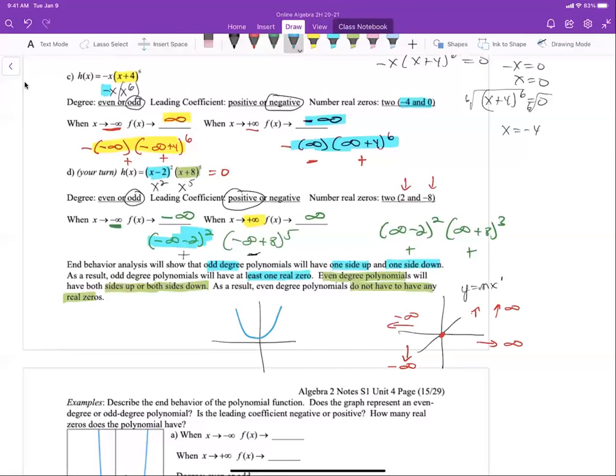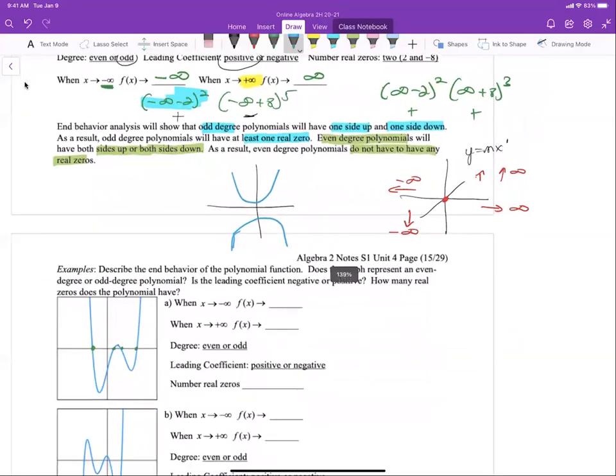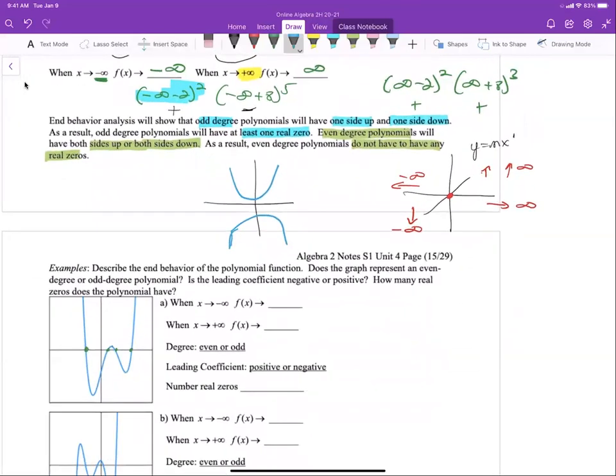Right? How about that? You could also have it look like that, right? So even degree polynomials will have both sides up or both sides down. And I've given you 2 examples. And in addition to that, they don't even have to cross the x-axis. Now they can. Our quadratics can have 0 real roots or 2 complex solutions, 1 real or 2 real.